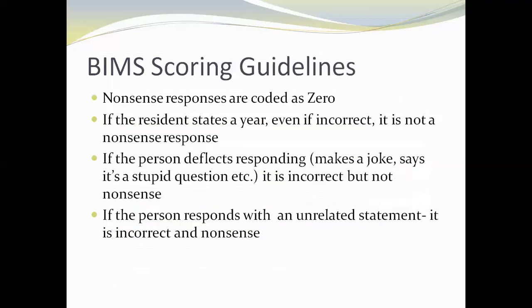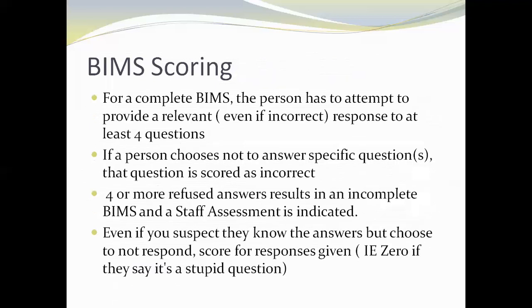Some other scoring guidelines: nonsense responses are coded as a 0. If the resident states a year, even if it's the incorrect year, it is not a nonsense response. If they deflect responding, they make a joke, they're being sarcastic, they say it's a stupid question, everybody should know this, it's incorrect, but it's not nonsense. And if the person responds with an unrelated statement, it is incorrect and it is nonsense. Okay, so again, inaccuracies are not the same as nonsense.